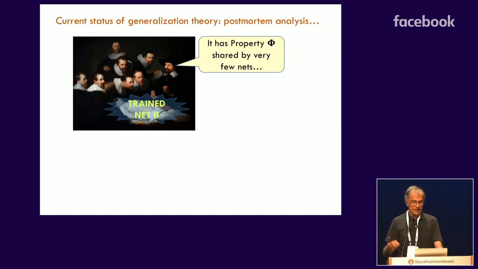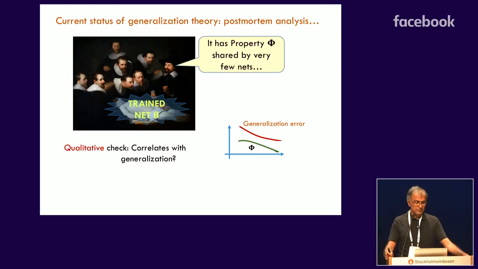It's sort of an extension of flat minima: a property shared by very few nets. So people are trying to come up with these properties, and the first check you do is a qualitative check: does it correlate with generalization? I've shown you all these experiments, and there are others known, where you mess with the data and introduce corruptions, and so the generalization error changes. You check whether this property phi correlates with better generalization. Some qualitative plot like this appears in recent papers in the last year or two, suggesting that this property is an explanation for generalization.